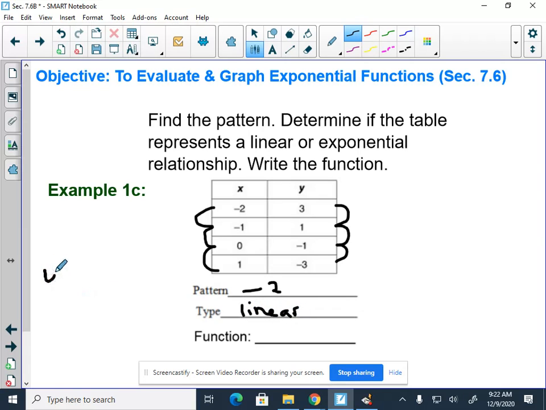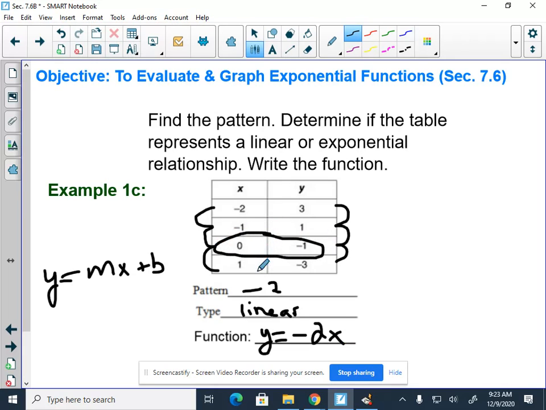So our function will be y equals down 2 x. Down 2 for every x. We go down 2 every time. And then b is what we have when we put in 0. If I put in 0, my b is going to be minus 1.